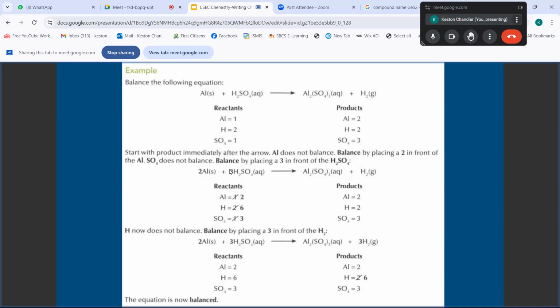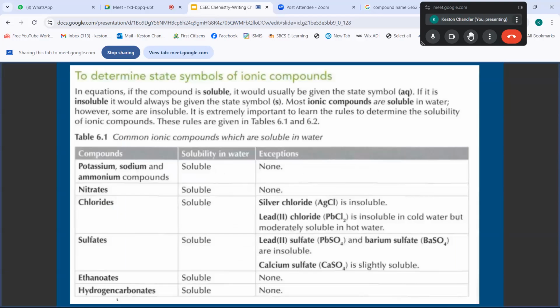By placing this coefficient here, we make our H into 6. And that's why we leave these for last. Now the H doesn't balance. So the last thing to do now is place a 3 in front of the H2 on this side, and then we'll be balanced. So you see how it works? So you always start by looking at the product right after the arrow. And you compare it with your reactants. I meant to say the product right after the arrow. And you compare it with the reactants on the other side, and you start balancing the equation from there.